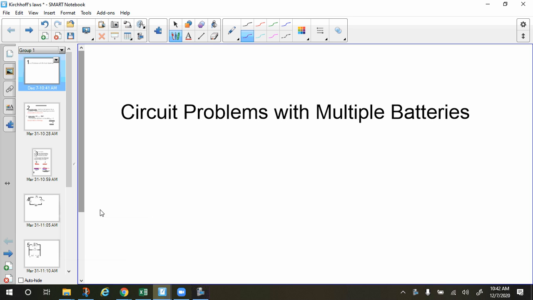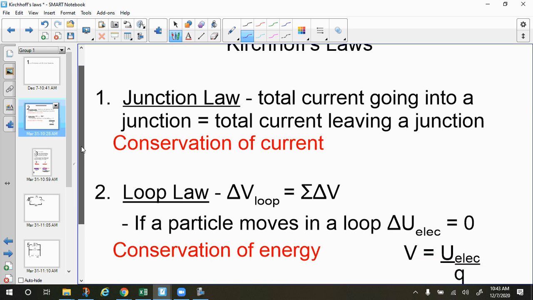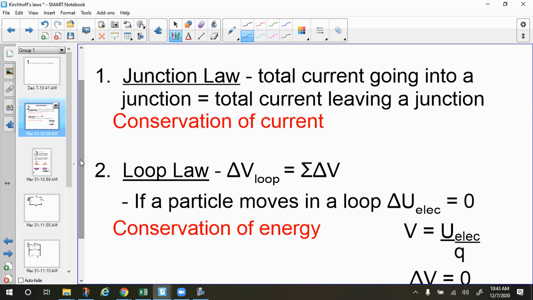In this video, I'm going to talk about completing circuit problem calculations when you have multiple batteries in your circuit. So the two rules that we're going to use are Kirchhoff's laws. The first is the junction law, and the junction law is a conservation of current law. So it tells you that since we know that charges, electrons are not being created and they're not being destroyed, current is not being created and not being destroyed, then the total current going into a junction has to equal the total current coming out of the junction.